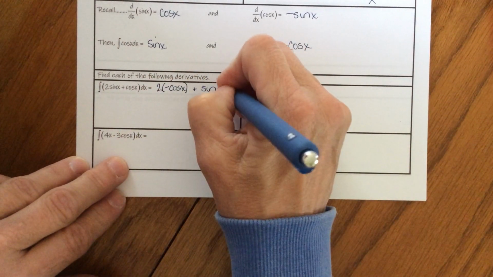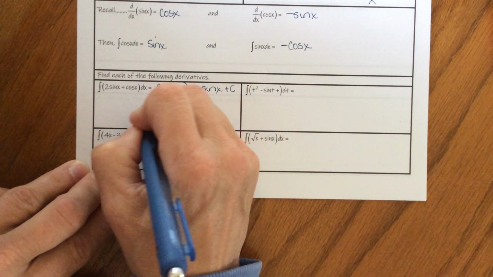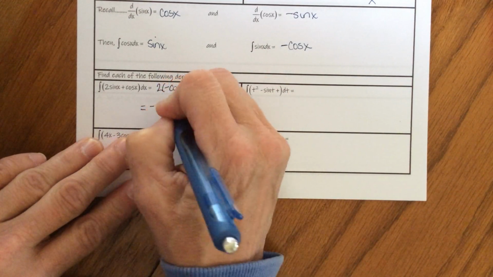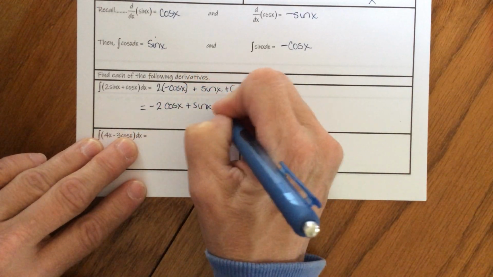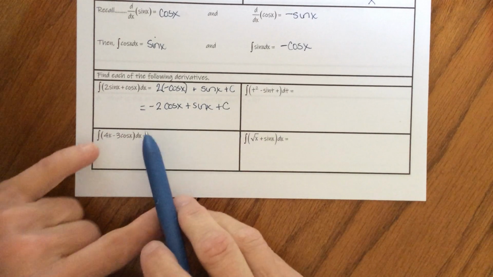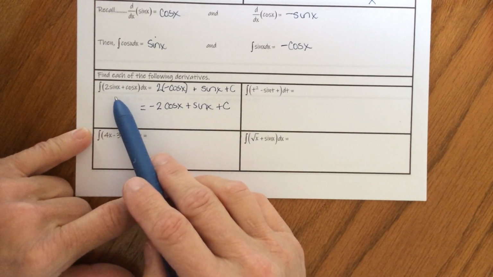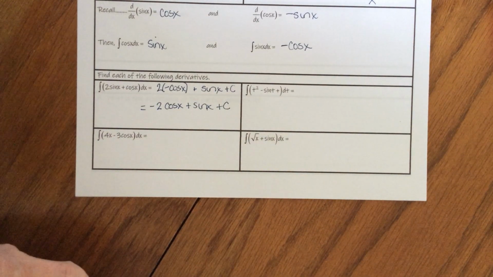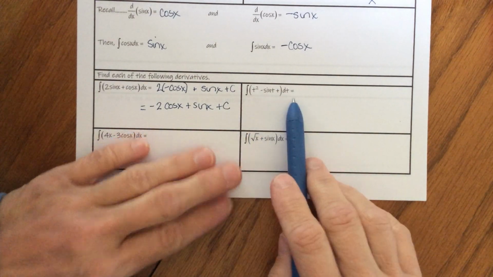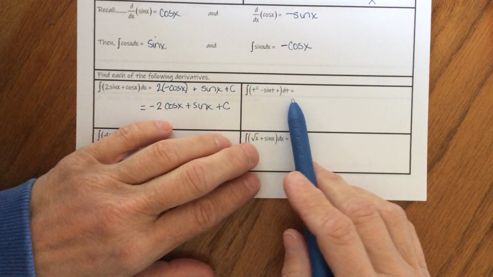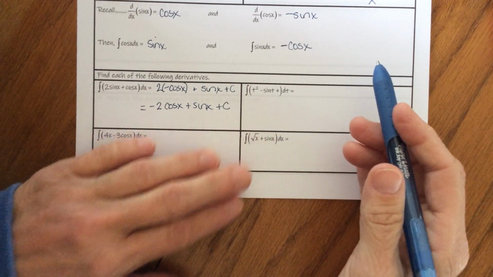So now, adding my constant of integration and cleaning this up just a little bit, we get negative 2 cosine of x plus sine of x plus c. And this is the antiderivative of this function. Okay? All right, moving on to the next one. Change the variable a little bit, but that's not going to change the process.